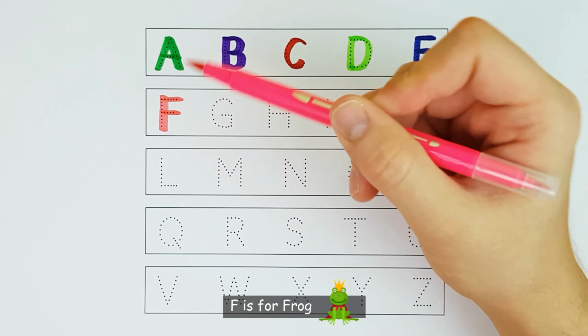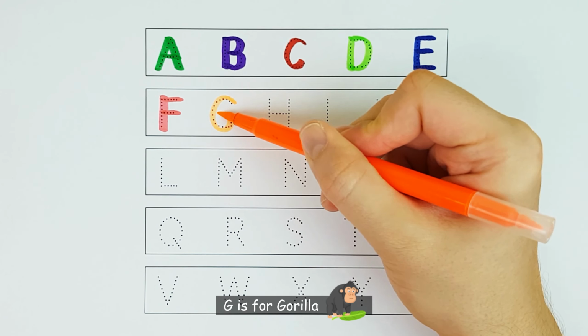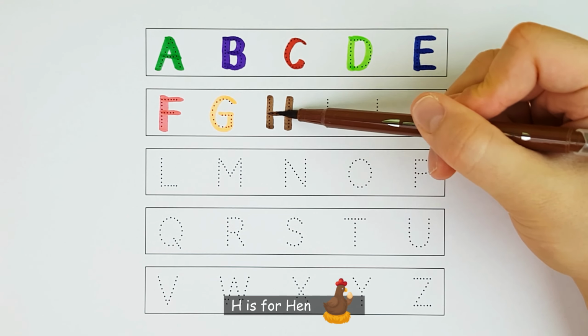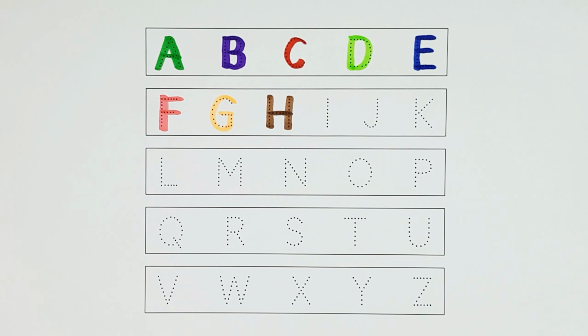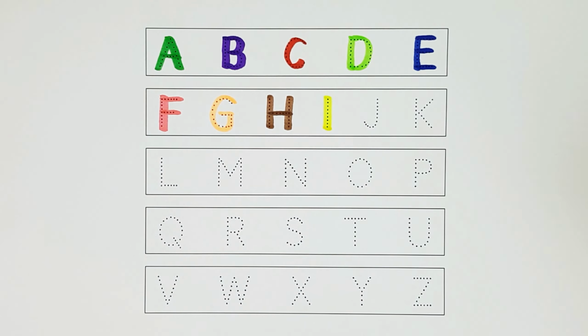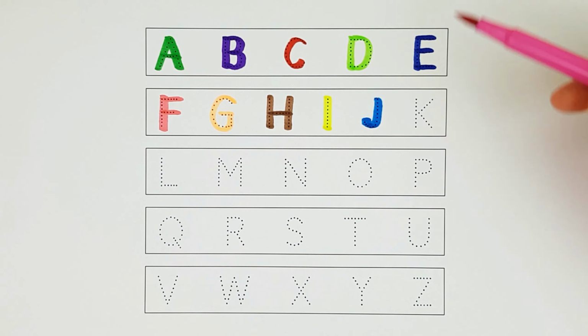F, F is for frog, F. G, G is for gorilla, G. H, H is for hen, H. I is for igloo, I. J, J is for jungle, J.